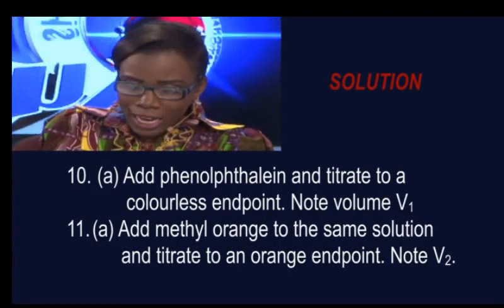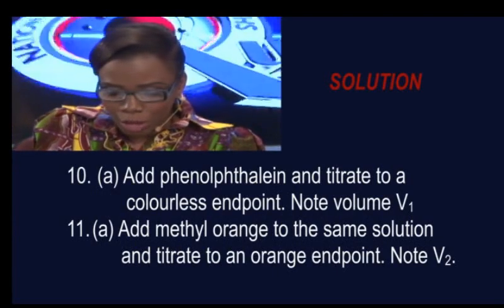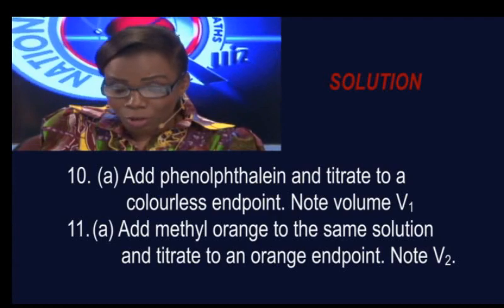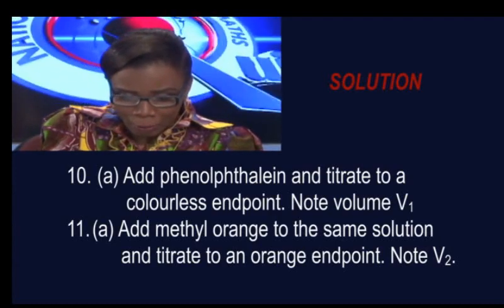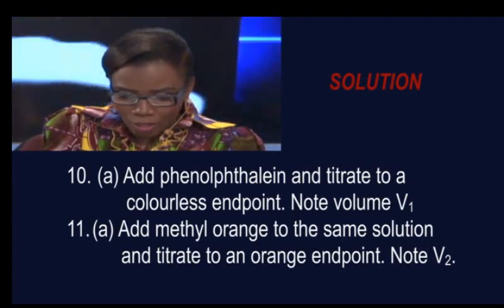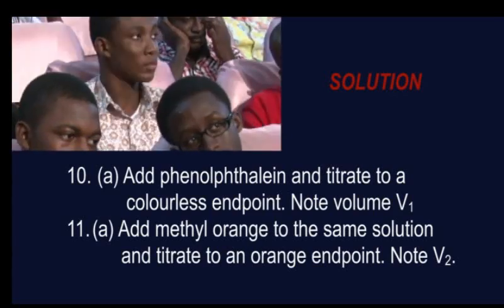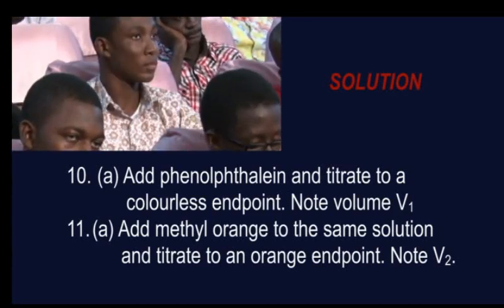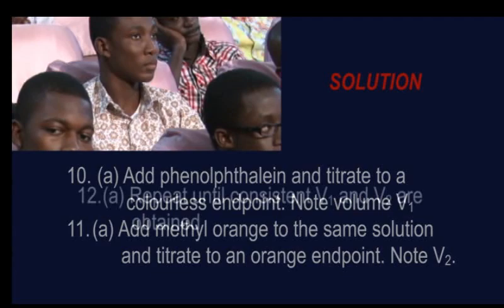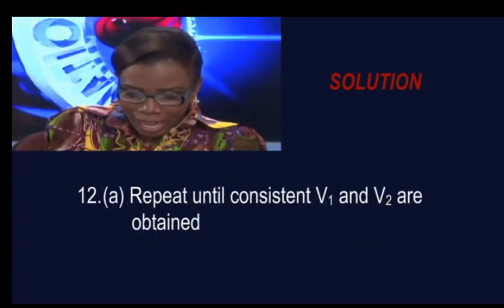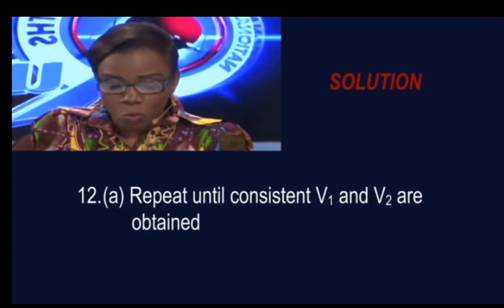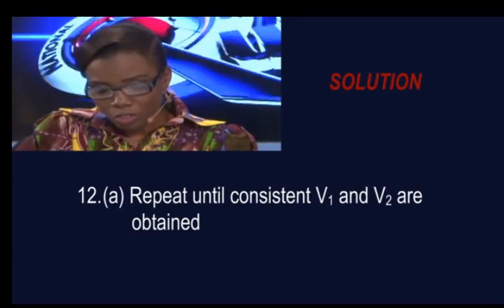So, you can add phenolphthalein and titrate to a colorless endpoint and note the volume V1, that's the titer, right? Add methyl orange to the same solution and titrate to an orange endpoint, note V2. Now repeat until you get consistent V1 and V2. Those are the titers. All right.